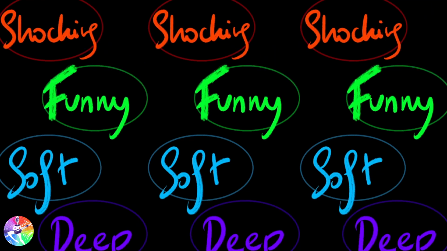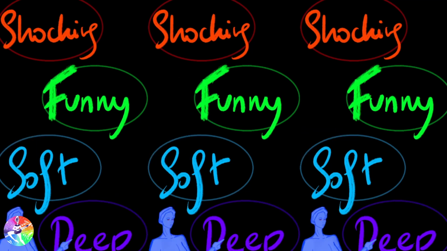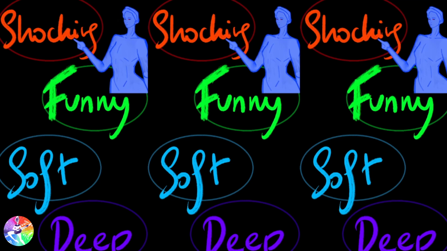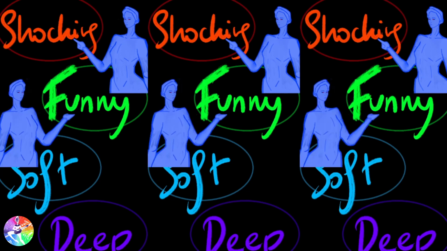Shocking type, the funny type, the soft type, and the deep type. The shocking type is really anything that's shocking for you, whether it's by size, by use, by function, even the very nature of it. Same for funny. Now the difference between shocking and funny here is that shocking does not necessarily mean funny, so you can see funny as a subset of shocking.